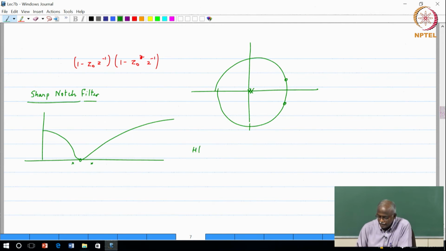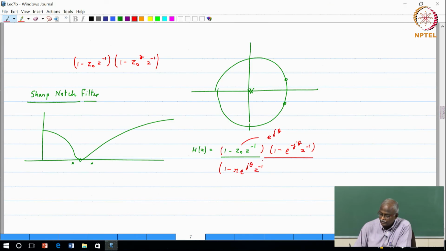So, I will now design a transfer function of the form 1 minus Z0 Z inverse divided by, let us call this e power j theta, and you would also have another term 1 minus e power minus j theta z inverse, and the corresponding pole 1 minus r e power j theta. Let us say I put it at the same location. Now, would this work? 1 minus r e power minus j theta z inverse, does this work?